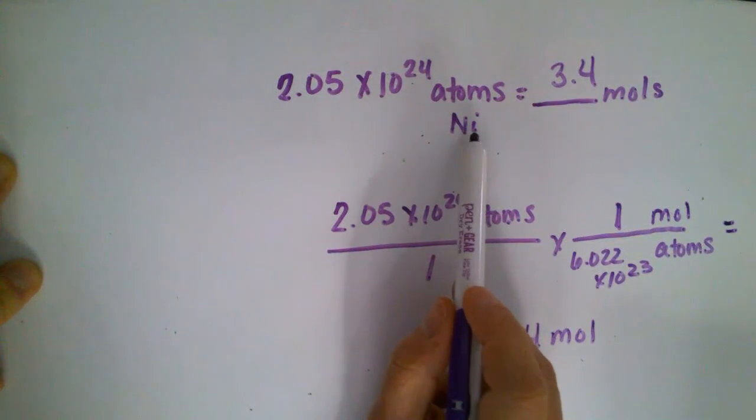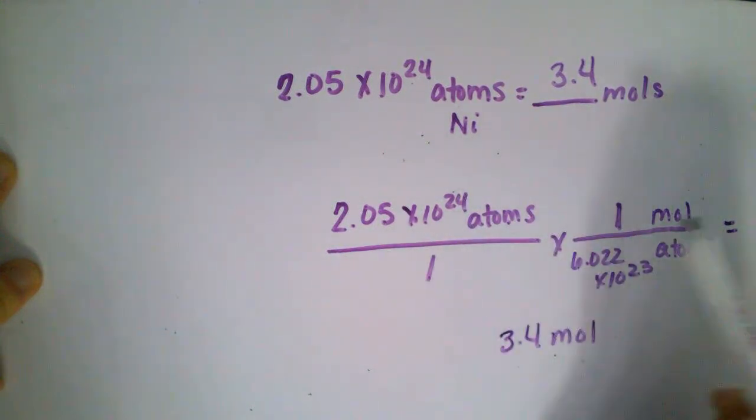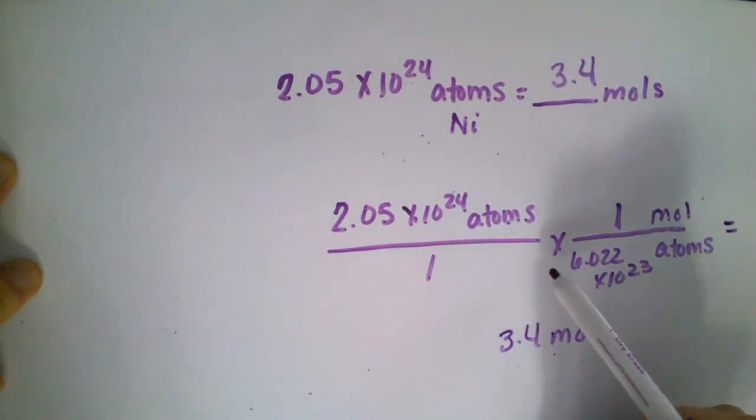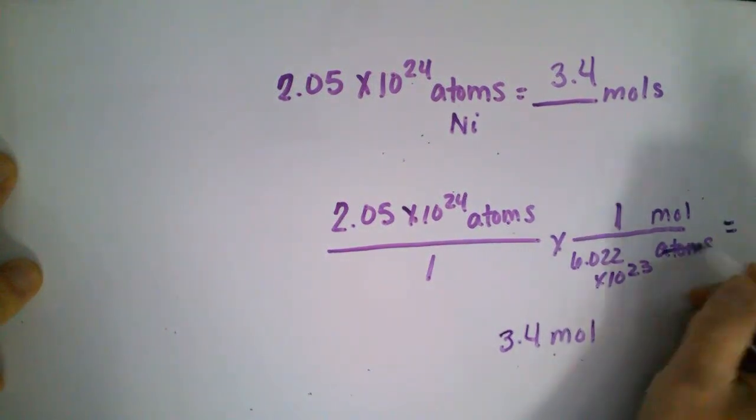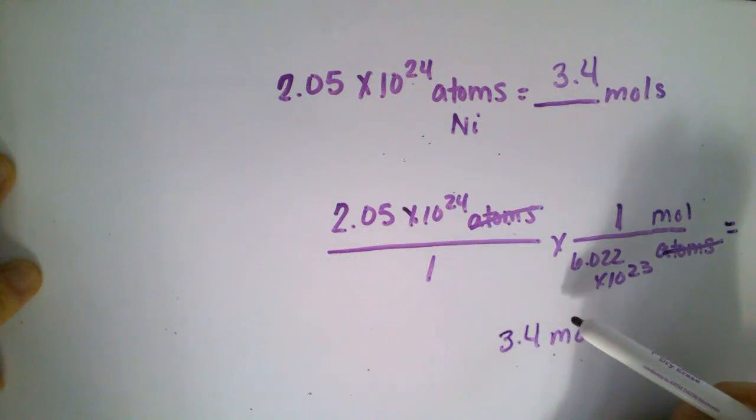So we were given the number of atoms, and with that, we are able to figure out the number of moles. So you're just working backwards. So as long as you set up your conversion factors correctly, it's easy to check your work and figure out the answer that you need for different situations.